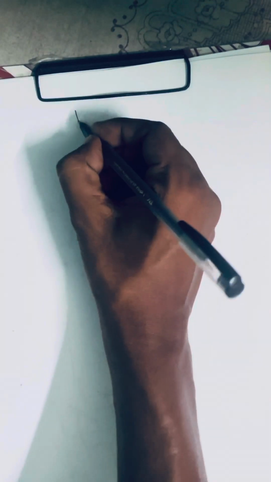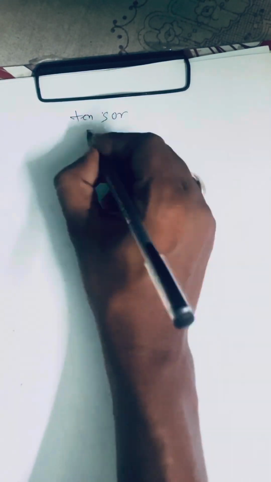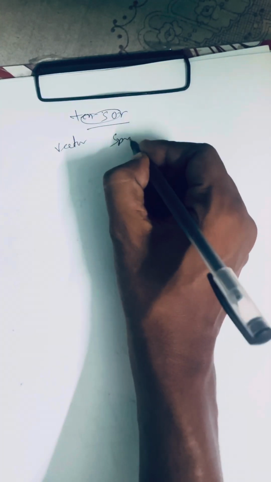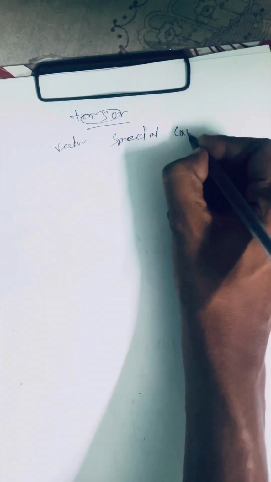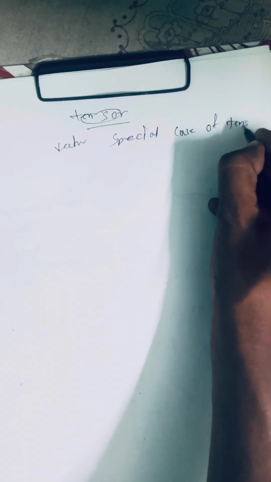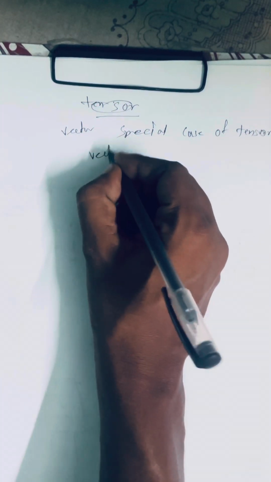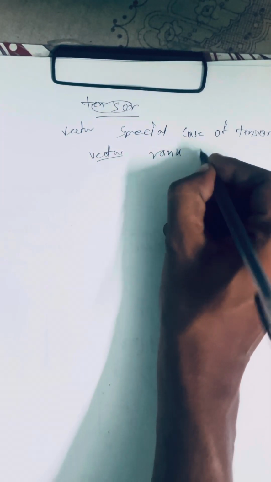The second thing which I tell you, scalar in tensor, sorry, vector is a special case of tensor. Vector is a special case of tensor. So vector is rank 1 in tensor.